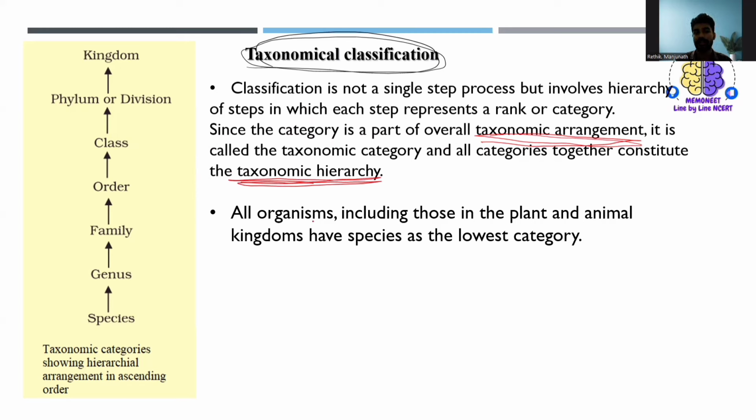All organisms are arranged from higher hierarchy to lower hierarchy. For example, in the plant and animal kingdoms, kingdom will be the highest category and the species will be the lowest category. So from here it is going to go from descending order to ascending order.